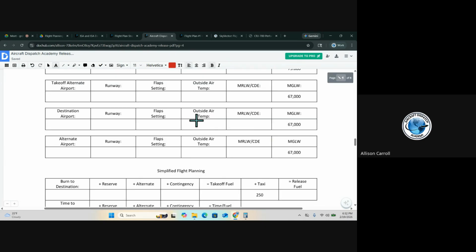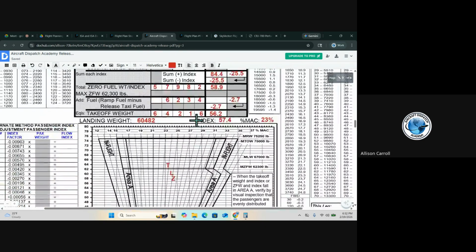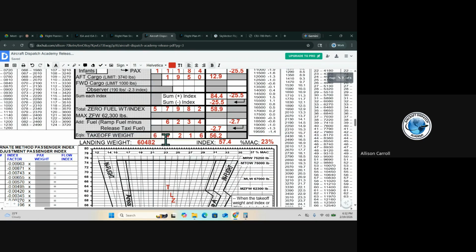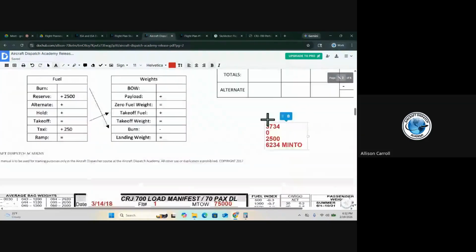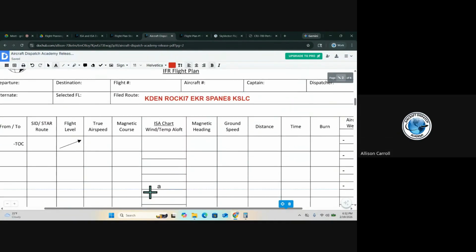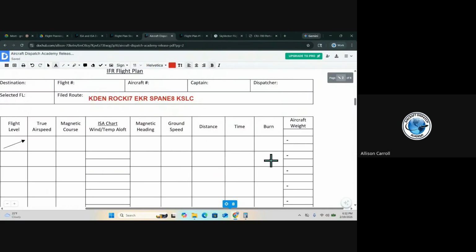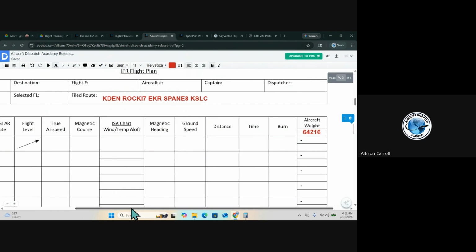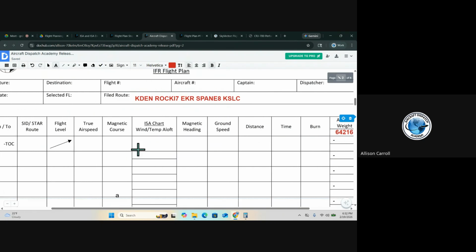Our estimated takeoff weight, which is 64,216. All right, so 64,216. Really quick, I'm just going to come over here and put that in there, because we are going to get to this part. But over 64,000 pounds, right?